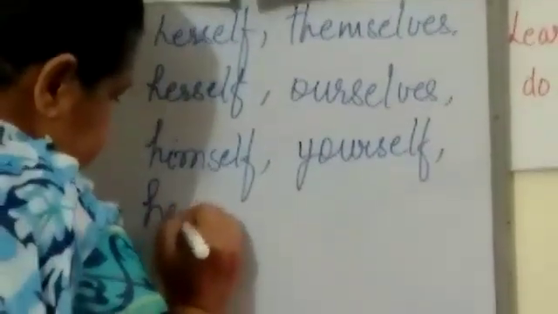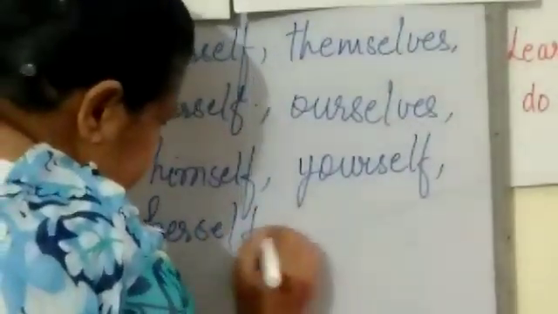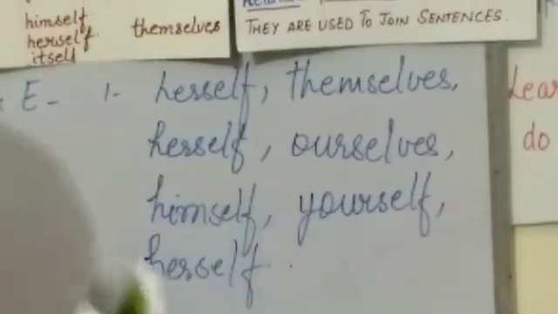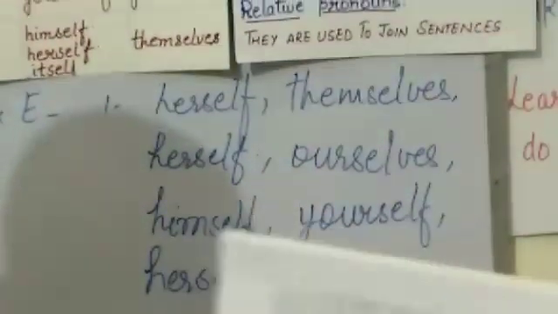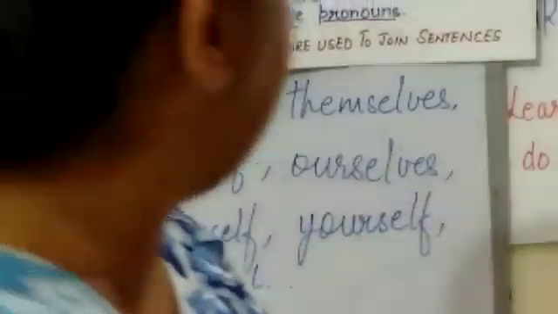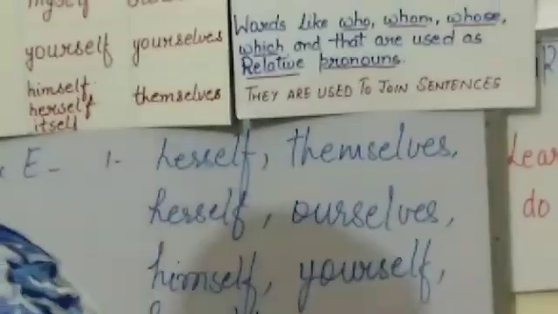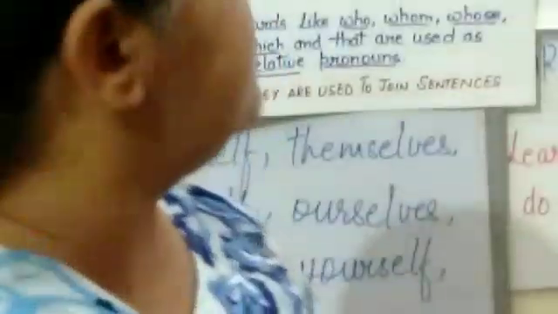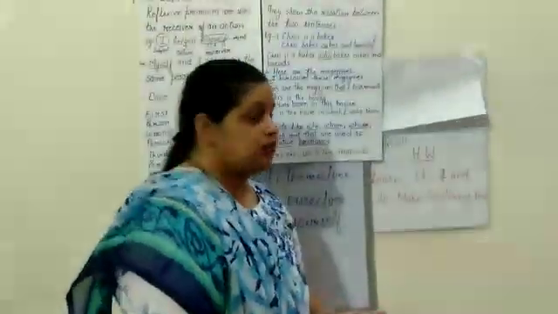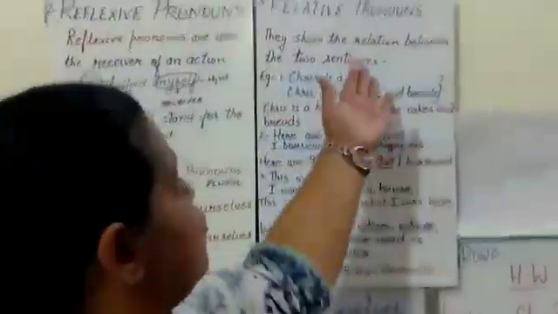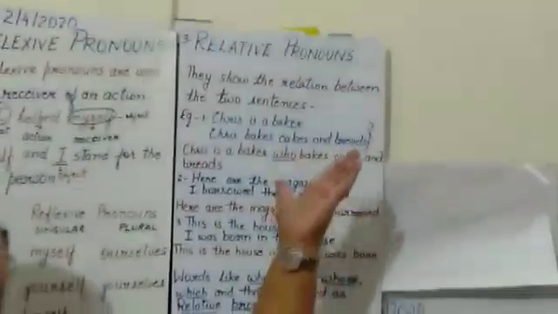So have you all got it? This is exercise E of your book. These are the words to be filled in the blank spaces in that exercise. I hope you have understood reflexive pronouns. Now coming to the third kind of pronouns in your book, that is relative pronouns. Relative pronouns show the relation between two sentences.